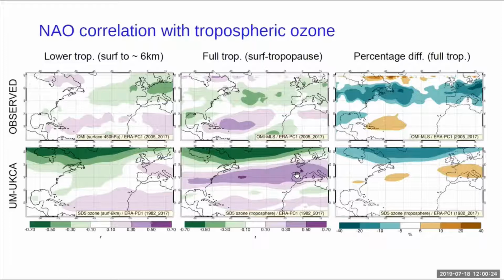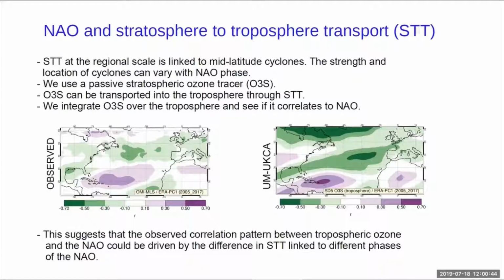But one of them seems to shed light on how the NAO impacts the stratosphere. The regional scale is linked to the jets, and we know that the strength and the location of the jets vary with the NAO.